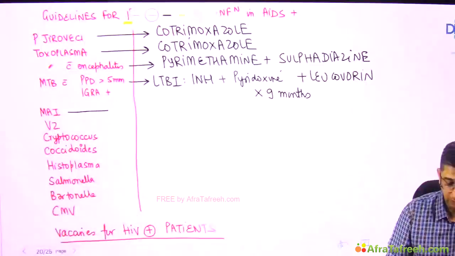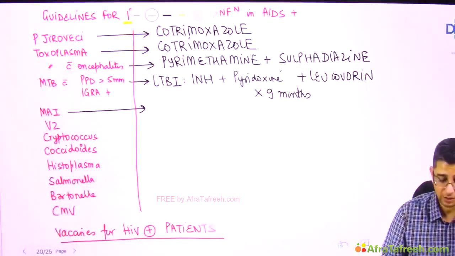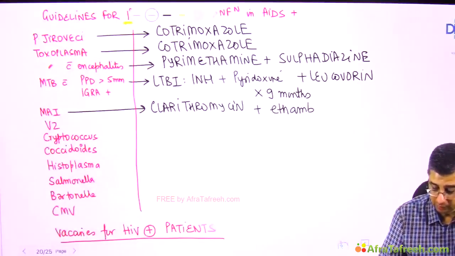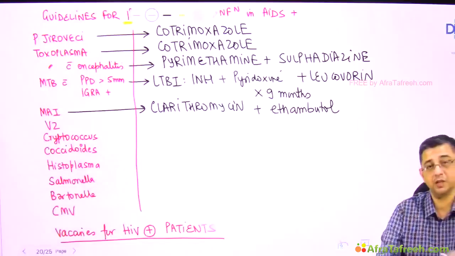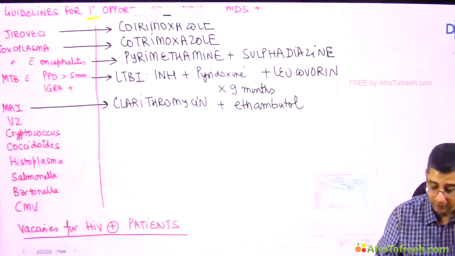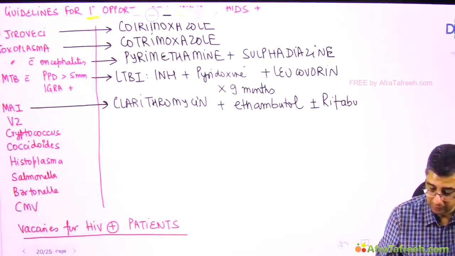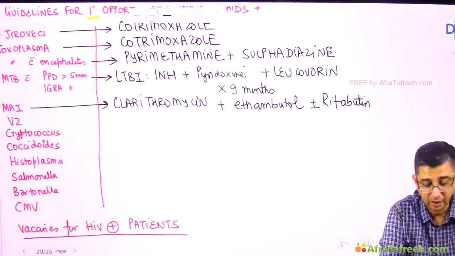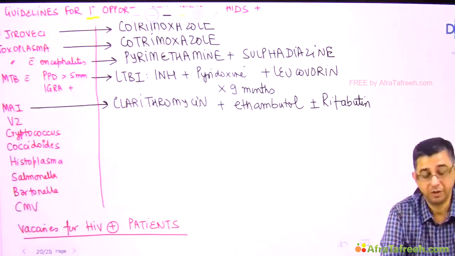For Mycobacterium avium intracellulare, for prophylaxis, the antibiotic to be remembered is clarithromycin. This is combined with ethambutol. So do remember that for MAI, Mycobacterium avium intracellulare, we are not using rifampicin and INH, we are using ethambutol with clarithromycin. The third drug that may be added for Mycobacterium avium intracellulare infection and for prevention is rifabutin. So again, I highlight the fact that we are talking about prevention of these infections in an individual.